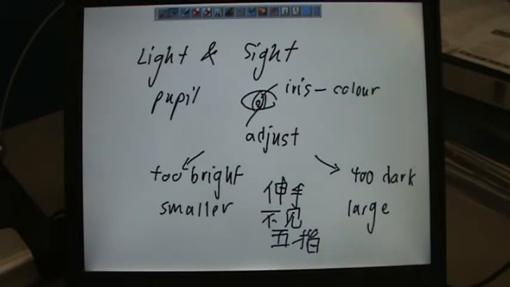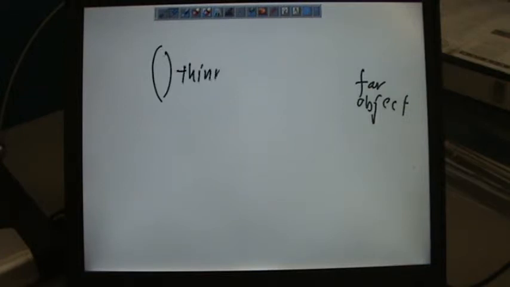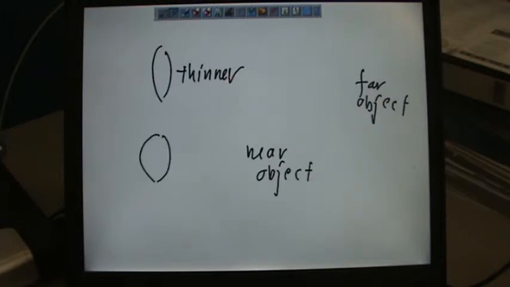We also want to find out another thing. When we see far objects, our lens tends to be thinner. When we see near objects, our lens tends to be fatter. This is very easy to remember.